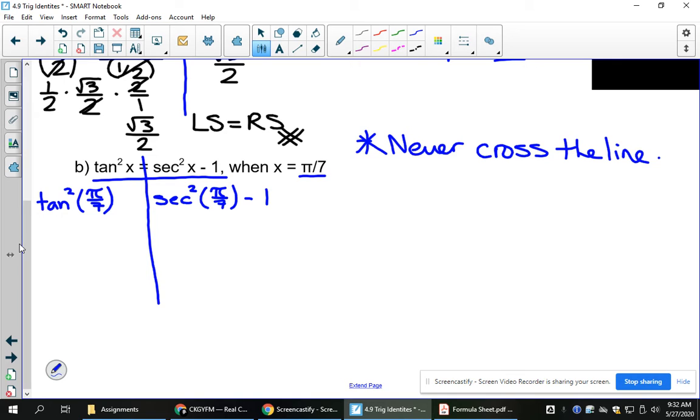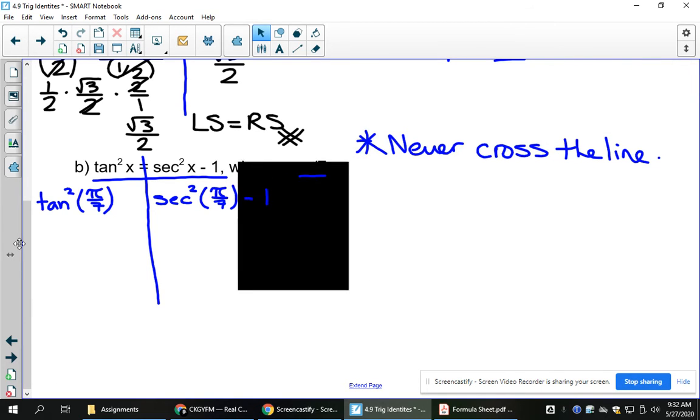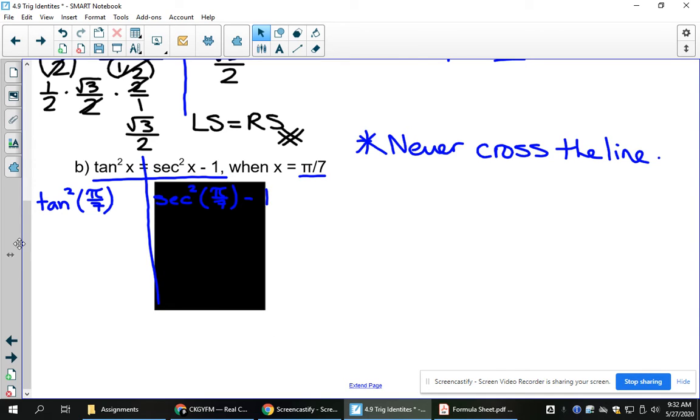This one we're just going to do with decimals. What I want you to do is think about how you would put the left side of the equation in your calculator. Pretend like that has disappeared. Tan squared pi by 7. So you want to square the whole tan pi by 7, not just the angle.